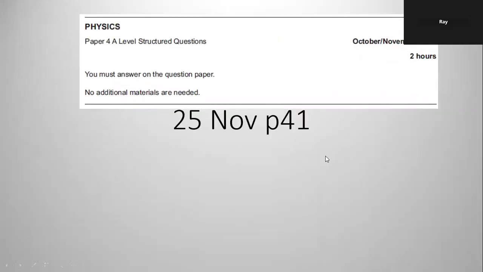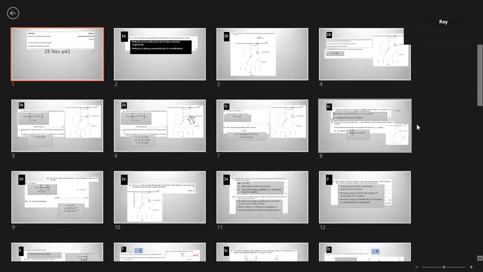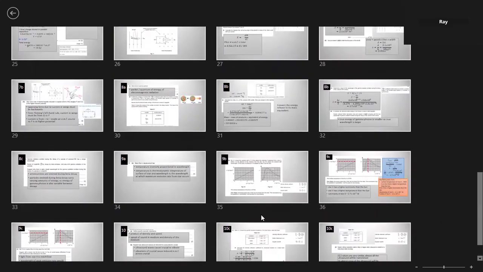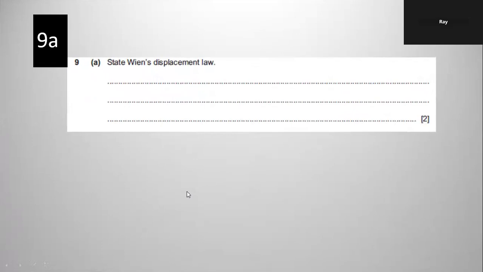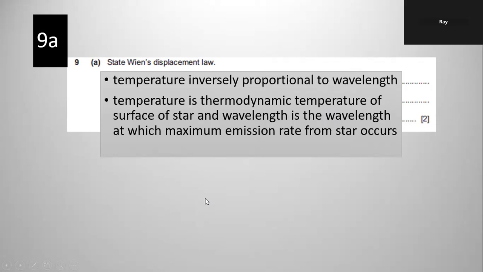The thermodynamic temperature of the surface of a star is inversely proportional to the wavelength at which the maximum rate of emission occurs. Temperature is inversely proportional to wavelength. Temperature is the thermodynamic temperature of the surface of the star. Wavelength is the wavelength at which the maximum emission rate from the star occurs.